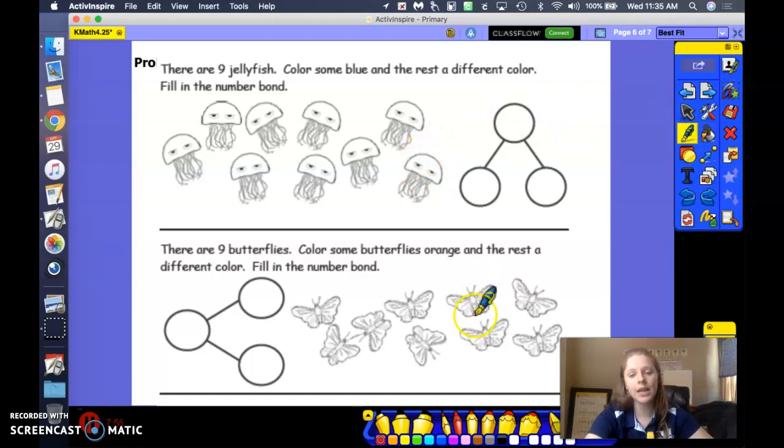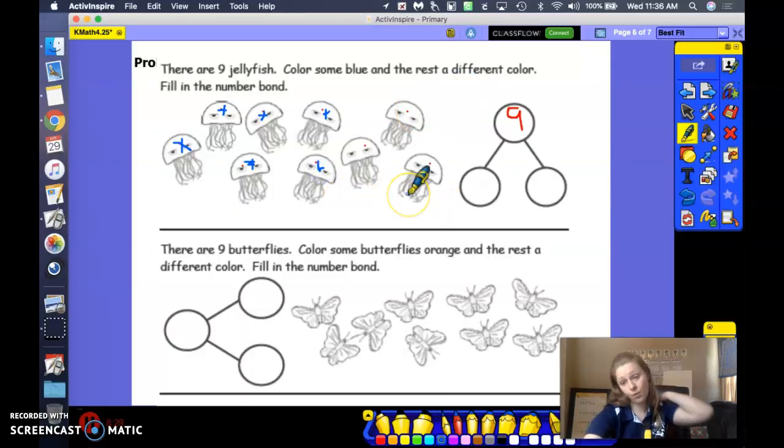We got jellyfish today and butterflies. Let's see how many jellyfish we have all together. Go ahead and count them. 1, 2, 3, 4, 5, 6, 7, 8, 9. Good. Show me 9 fingers. Good. I wrote 9 in my number bond, and we're going to do some of our jellyfish are blue. I'm just going to do a quick little line X's on them. Some of them are blue, and the rest of them are just going to be left white for this story.